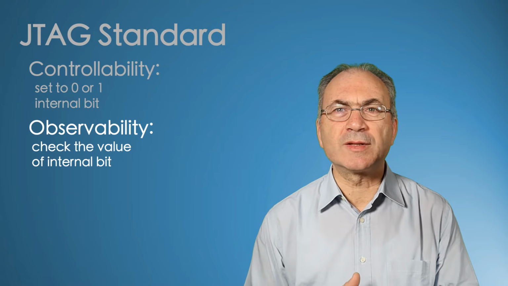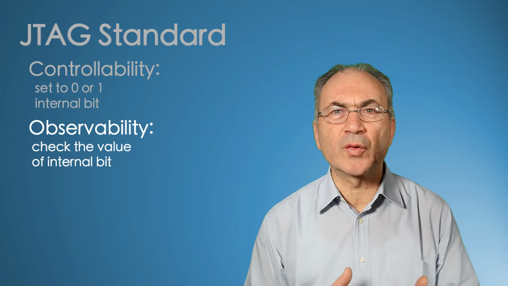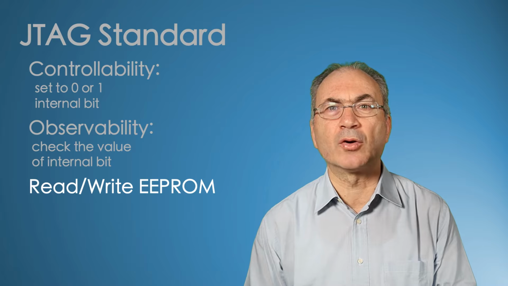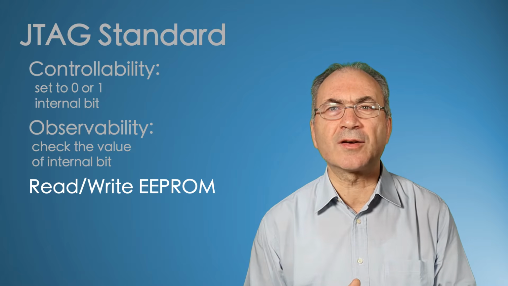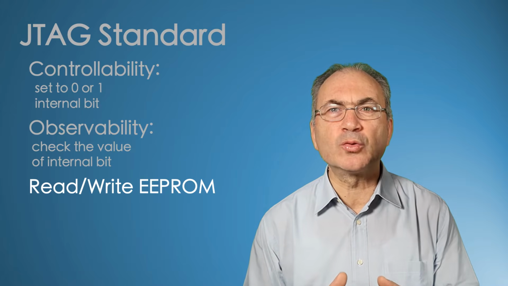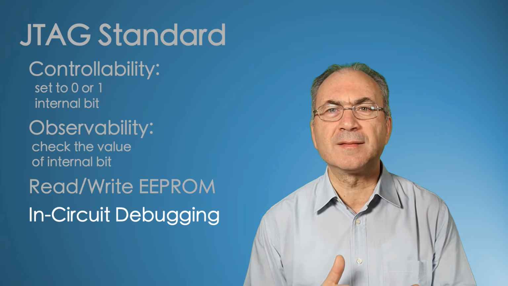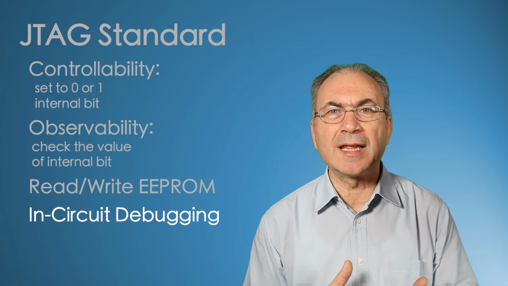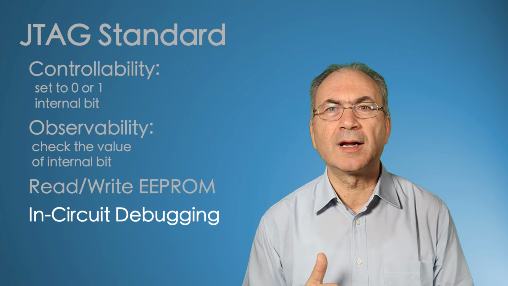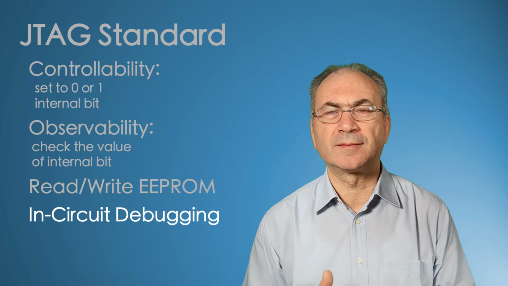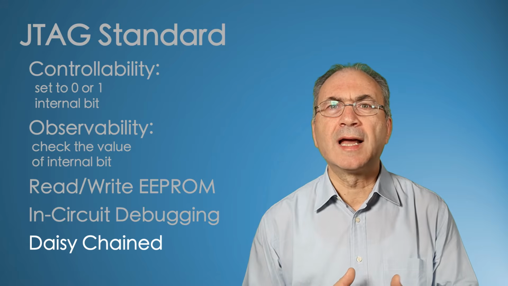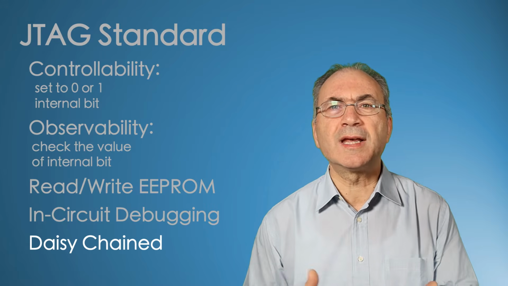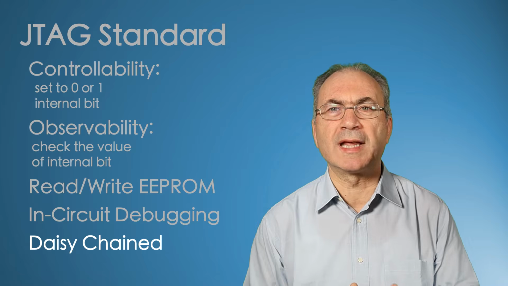A side effect of this purpose is the possibility to read and write the flash memory content, and with later improvement to the standard, the possibility to use the JTAG interface as the primary means to do in-circuit debugging. That means being able to run a debugger on the real firmware running on the real hardware. Multiple integrated circuits in a printed circuit board are daisy-chained together so that we can access each one of them.